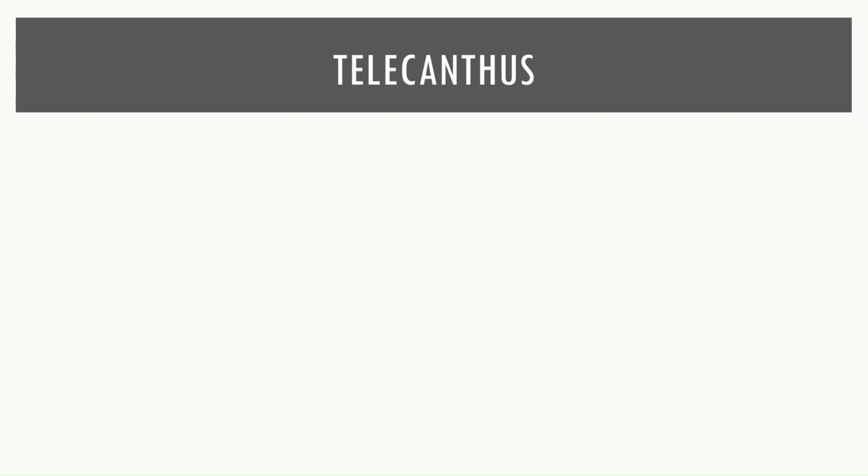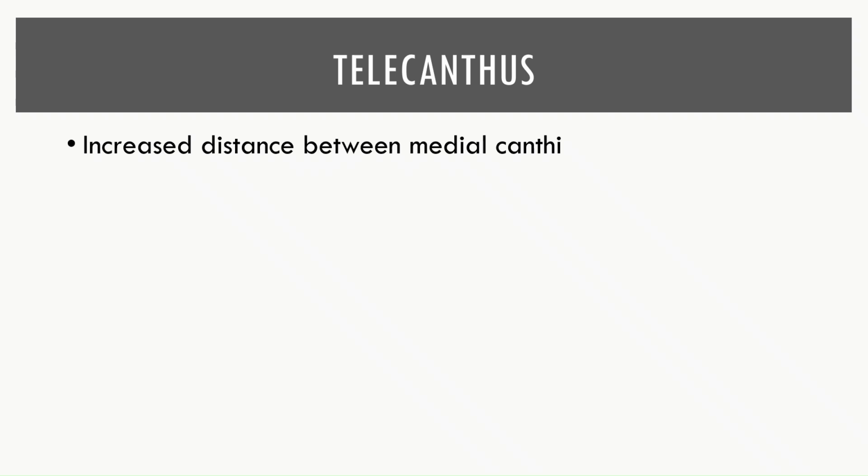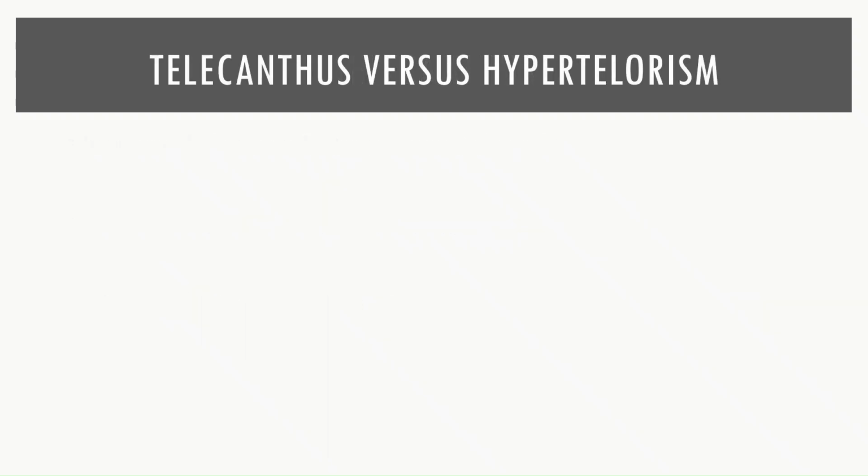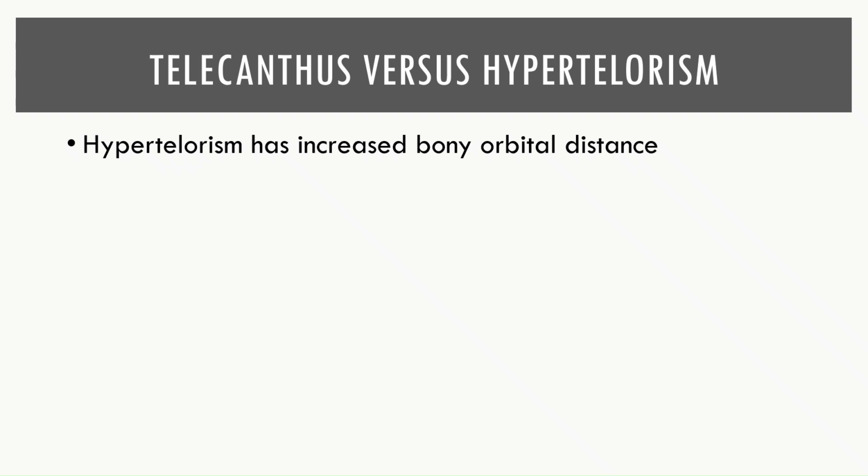Telecanthus. Telecanthus is a soft tissue abnormality and should not be confused with hypertelorism. In telecanthus, there is increased distance between medial canthi. Medial canthal tendons are elongated and interpupillary distance is normal. Telecanthus versus hypertelorism: hypertelorism has increased bony orbital distance.